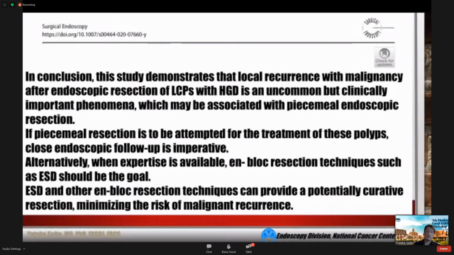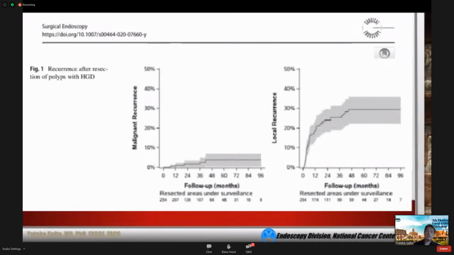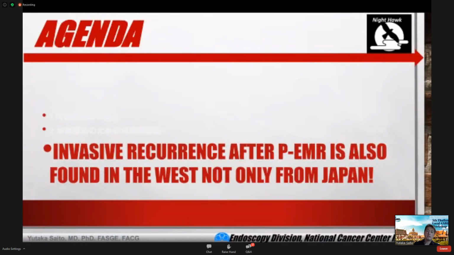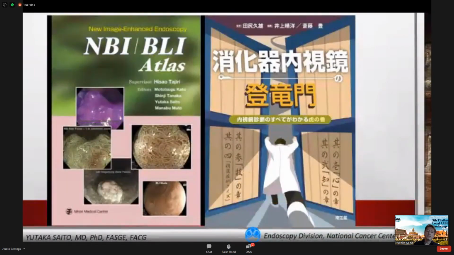I think it is really important that this kind of paper is reported not only from Japan, but also from Western countries. We hope for no more piecemeal EMR for the large LST granular type.